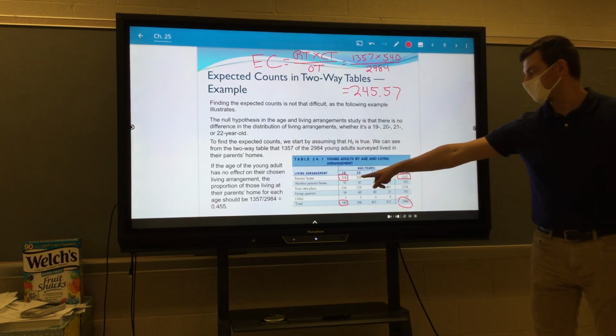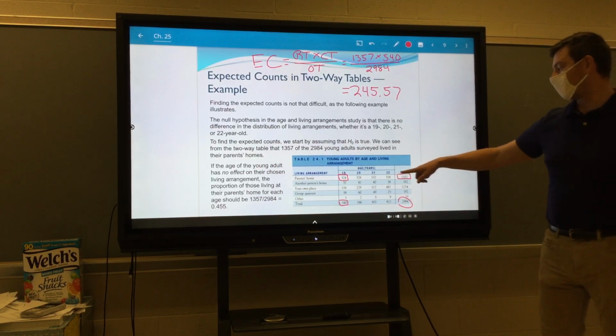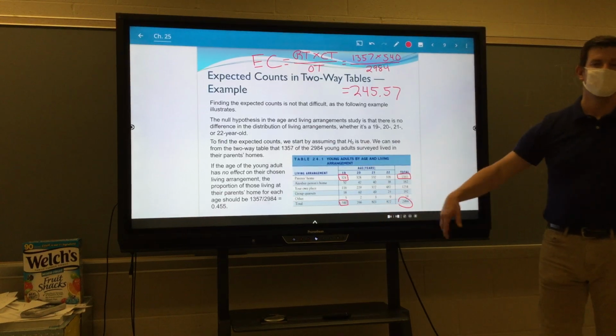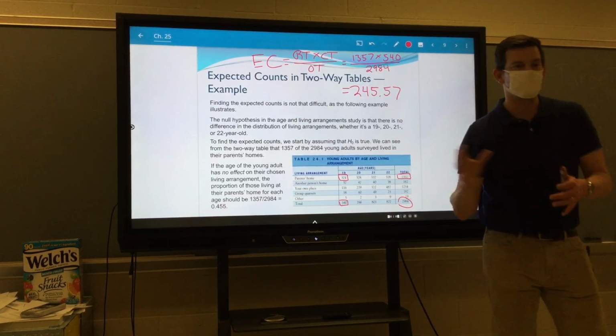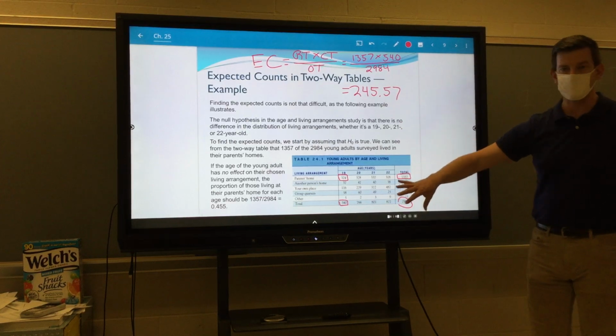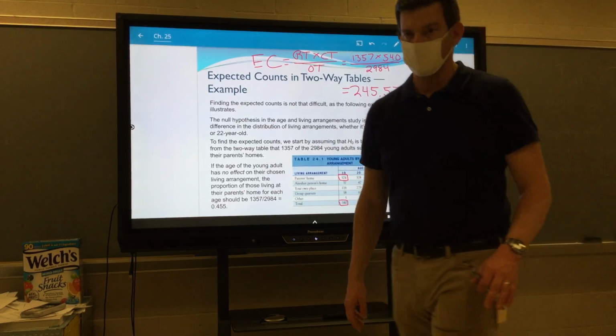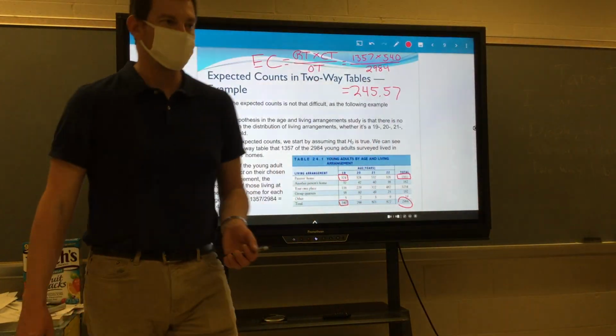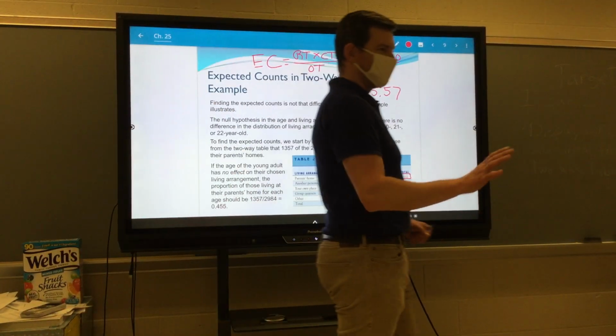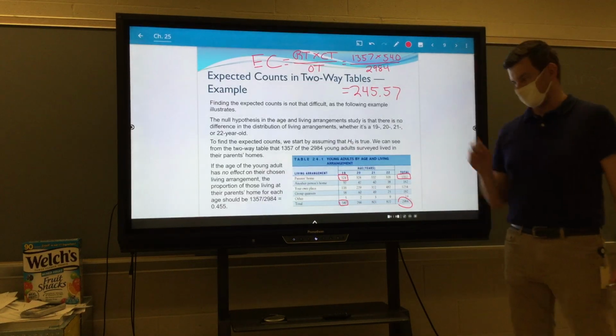If we go over to this next cell, same row total but a different column total, we're going to get 20 different values for our expectations across everything. It is time consuming. It is not something that I want you to do. So once again, embrace the technology that we'll be talking about in just a minute.